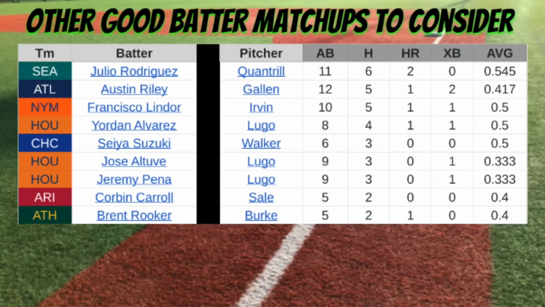Seiya Suzuki, 9 of his last 11 games with at least a hit. Jose Altuve, 7 of his last 8 games with a hit. Jeremy Pena has a 14-game hitting streak going, so he's really hot right now. Corbin Carroll, 20 of his last 23 games with at least a hit. And then Brent Rooker, 9 of 12 with a hit. So those are your hot batter matchups. All right, plenty to choose from right here.